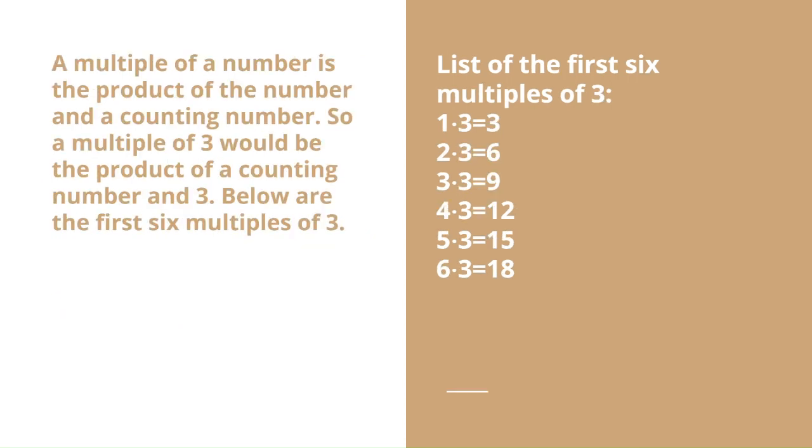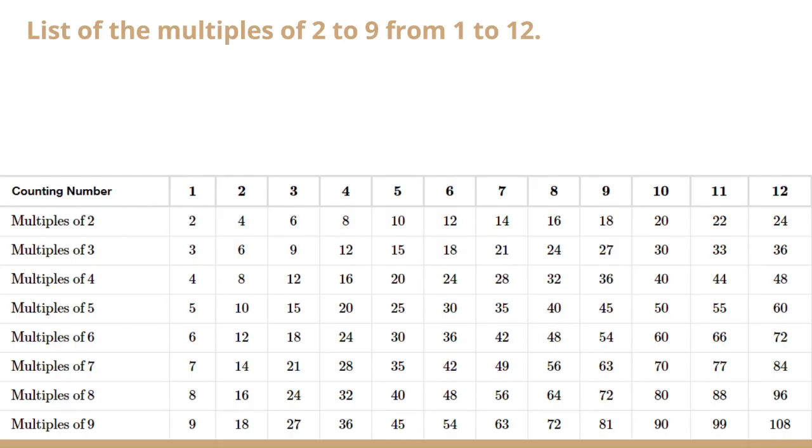The multiple of a number is the product of the number and a counting number. So a multiple of 3 will be the product of a counting number and 3. On the right there is a list of the first 6 multiples of 3. 1 times 3 is 3, 2 times 3 is 6, 3 times 3 is 9, 4 times 3 is 12, 5 times 3 is 15, 6 times 3 is 18.